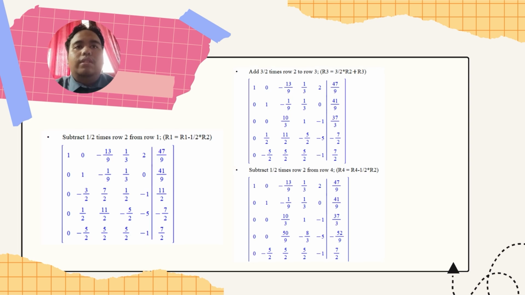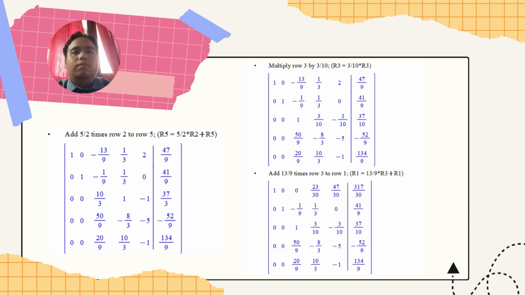With our new leading one in the second column, we now use it as a pivot to eliminate the elements both above and below it in that column. On the left, we subtract 1 over 2 times row 2 from row 1 to zero out the element above our pivot. Then we proceed to zero out the elements below the pivot. We add 3 over 2 times row 2 to row 3 and subtract 1 over 2 times row 2 from row 4. We have one more element to zero out in the second column, so we add 5 over 2 times row 2 to row 5.